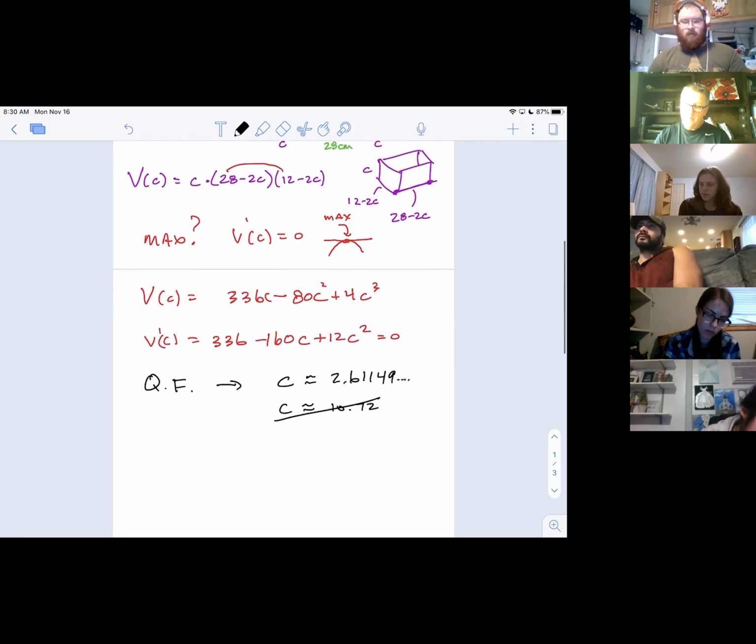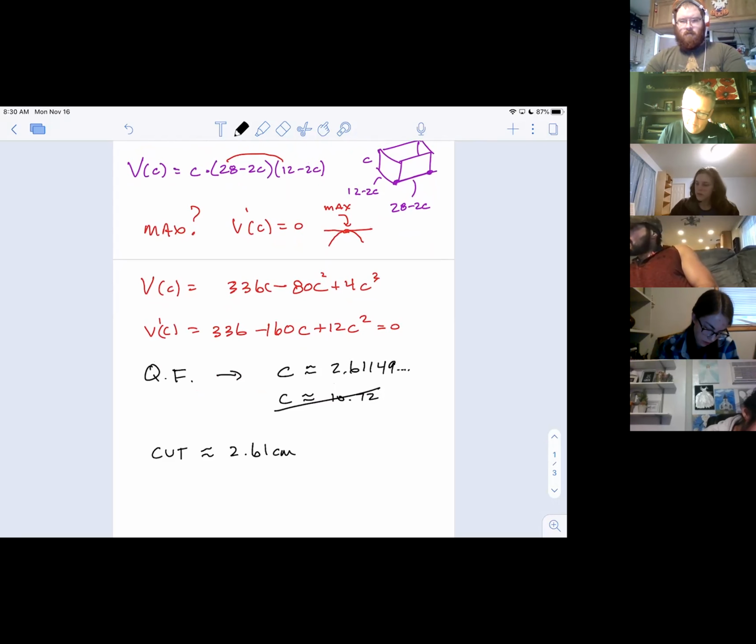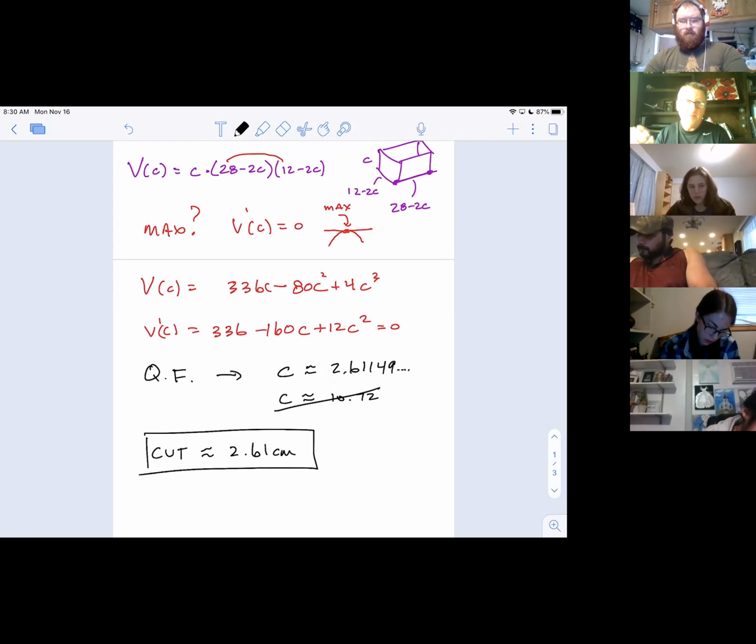So I found that, and as far as this being a book problem, you could just be asked for the size of the cut. So you could say, and maybe the problem will say round to 2 decimal places or something, it's 2.61 centimeters. But they may also ask what that volume is.